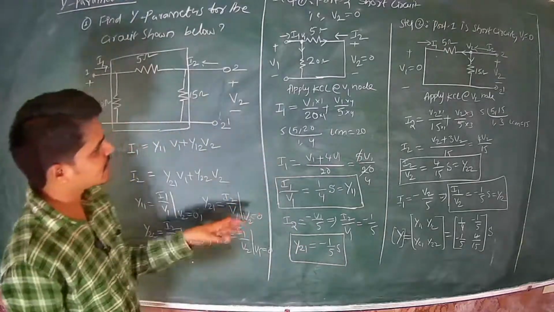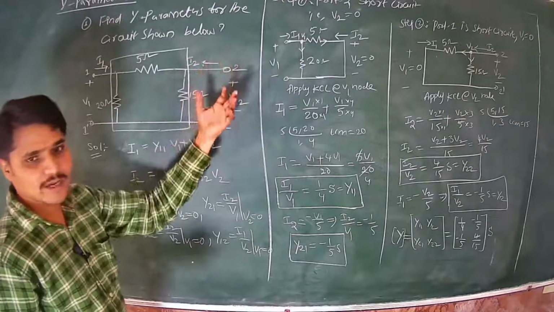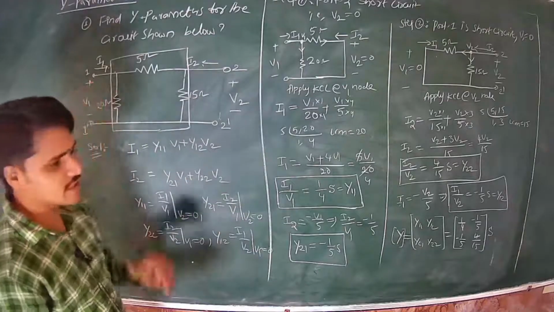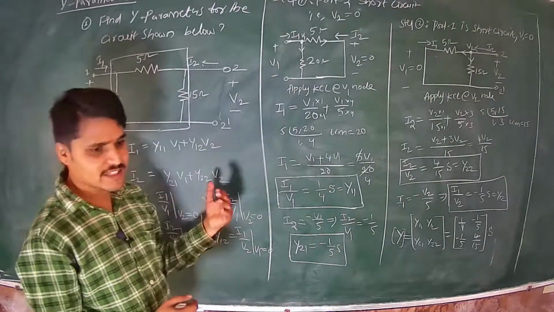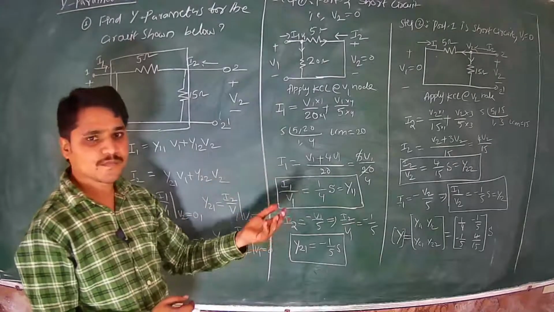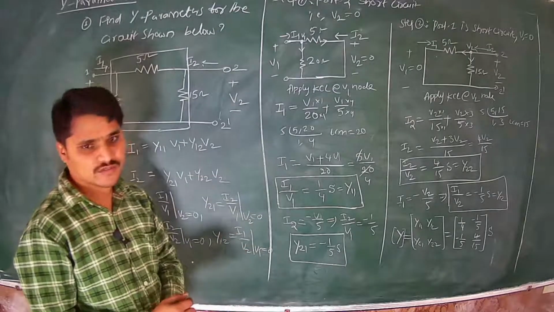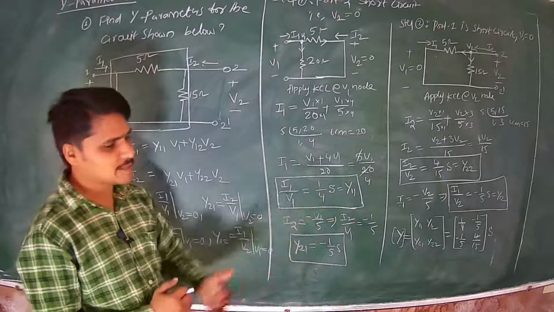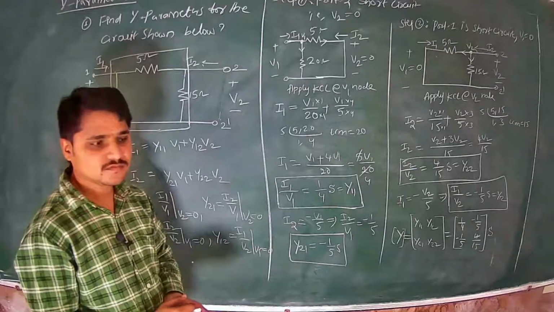To find the Y parameters, in the first step we make port 2 short circuit and find the parameters. In the second step, port 1 is short circuit, and we find the parameters. Therefore, we are finding these parameters by using short circuit. So these Y parameters are also called short circuit parameters, and also admittance parameters.